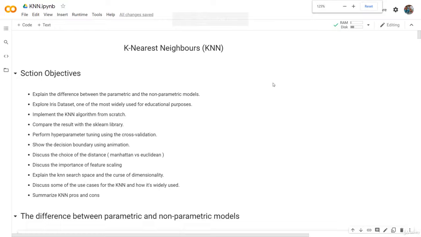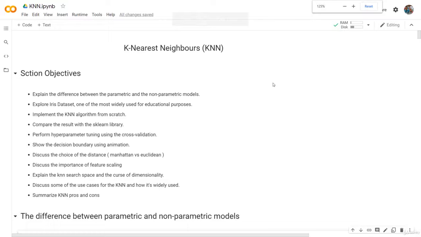After that, we are going to compare the results we got from the KNN algorithm from scratch with the sklearn implementation. So we are going to see how we can use the sklearn functions for the KNN and then compare our implementation with the sklearn implementation. After that, we are going to perform hyperparameter tuning using cross-validation, and this is super important in machine learning.